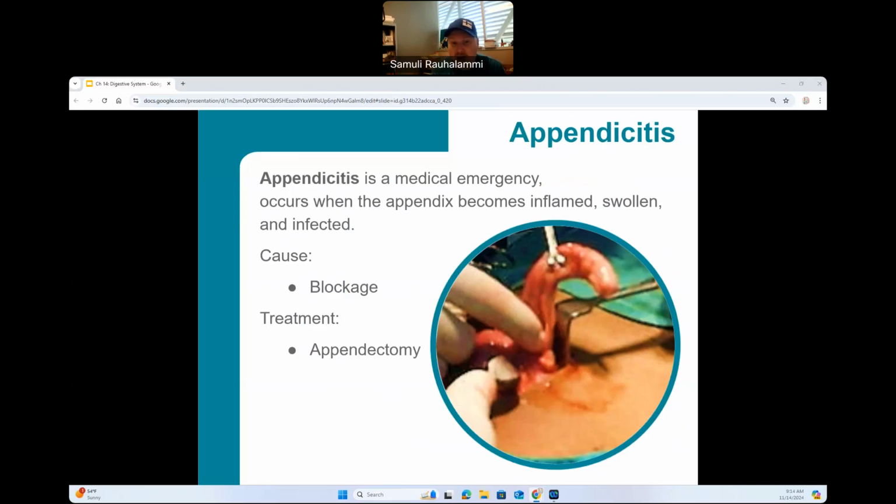If it is left untreated, the appendix can burst, which could lead to serious infection or even death in a patient. So that's why appendicitis is often treated with an appendectomy, which is a surgical procedure to remove the appendix. After the surgery, patients usually recover quickly and are able to return to normal activities within, let's say, 2 to 4 weeks often.